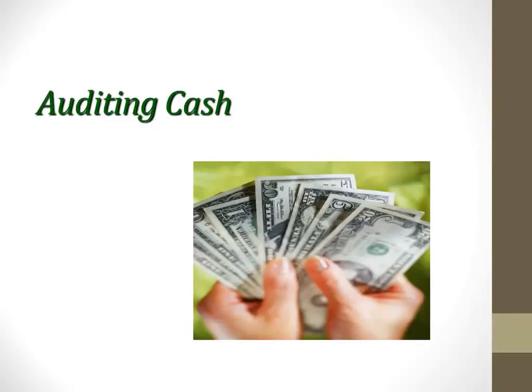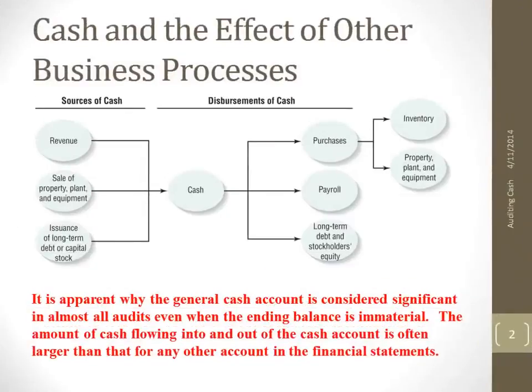Okay. So these are going to be the last two cycles, or, well, cash is included in both the revenue cycle and the expenditure cycle, but the expenditure cycle will be the last business process we talk about in terms of the audit approach. And certainly when we talk about the expenditure cycle, we'll cover the concepts that we talked about in the revenue cycle, except that we will be viewing it from the perspective of the expenditure cycle. But I want to start out with talking about auditing cash.